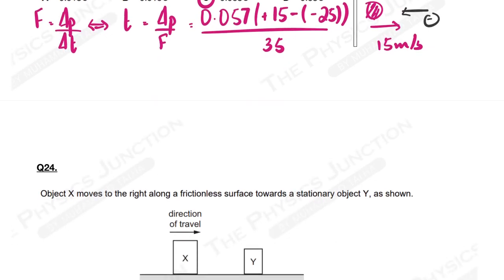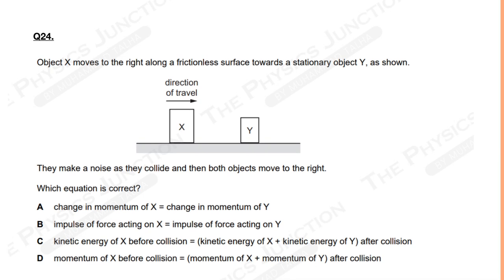Moving on. Question number 24. Object X moves to the right along a frictionless surface towards a stationary object Y as shown. They make a noise as they collide and then both objects move to the right. Which equation is correct? Now because they make a noise, this means some energy is lost. So definitely if I look at the options, then kinetic energies will not be equal because some of the energy is lost as sound. Change in momentum of X equals change in momentum of Y.